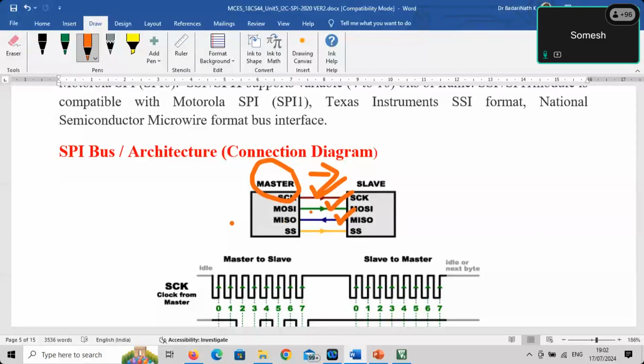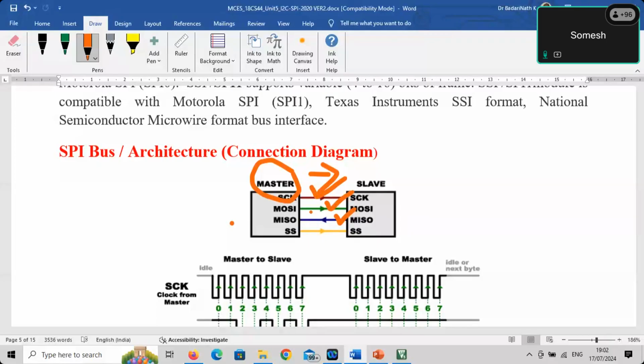Now what is the 4th pin? It's called slave select. That means for every slave the master communicates with, one separate slave select line should be there. If there are 2 slaves, then 2 slave select lines should be there. So this is one of the disadvantages of the SPI protocol.